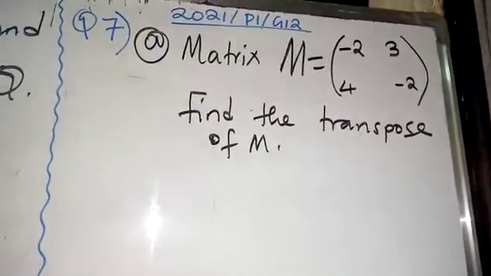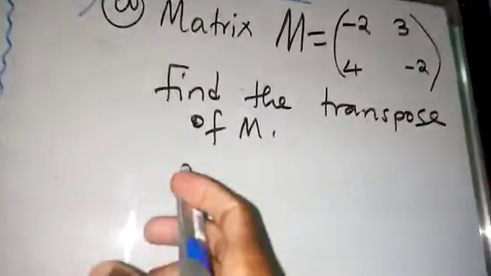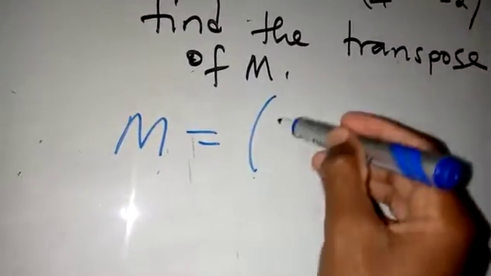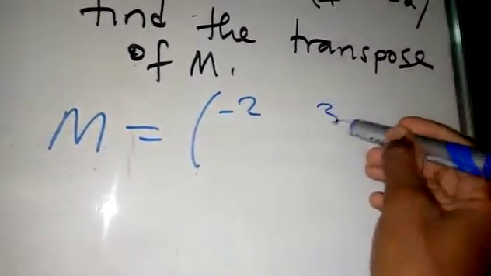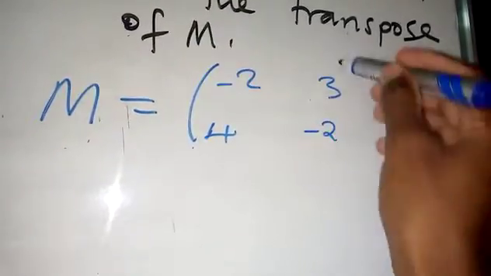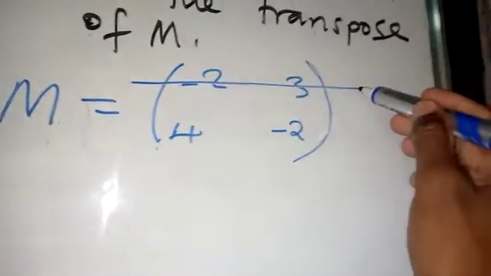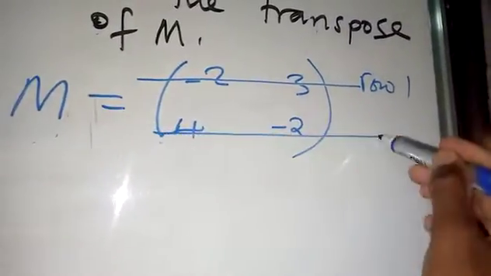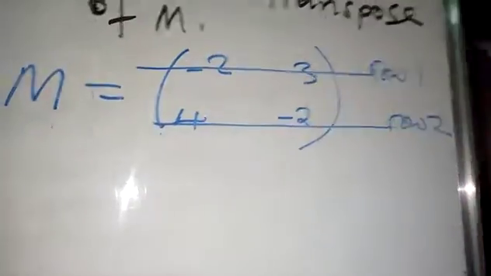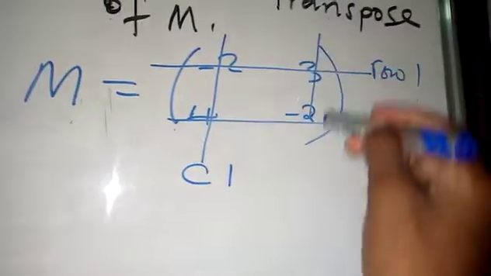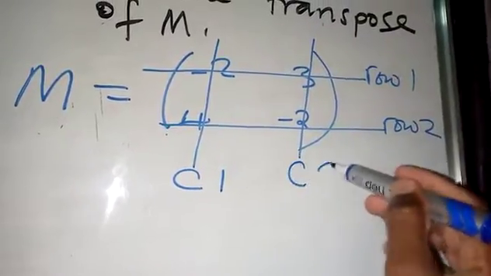If you look at matrix M, we have the matrix which is -2, 3, 4, and -2. So this is what we call row number 1. Then this is row number 2. Then this is column number 1, and this is column number 2.